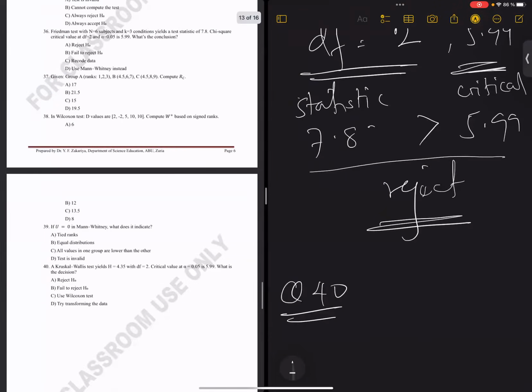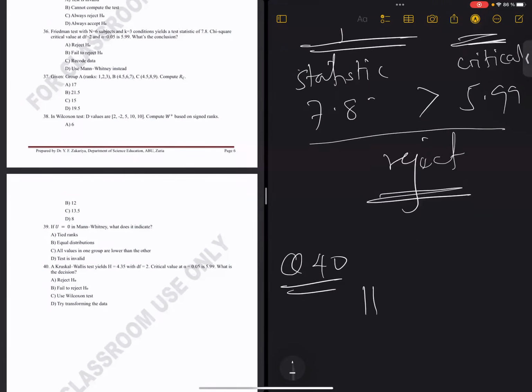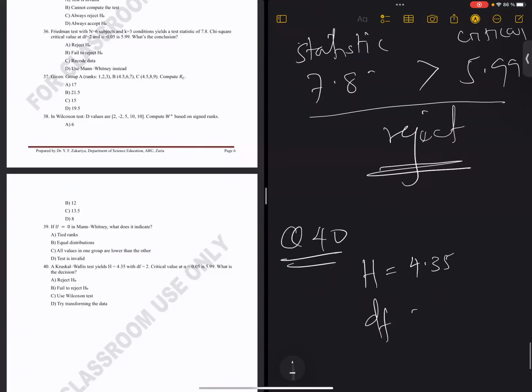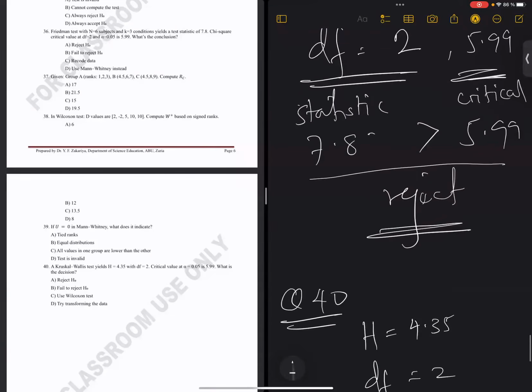Question 40 says, a Kruskal-Wallis test yields H equals 4.35 with a degree of freedom of 2. I think I should mention this. For chi-square, degree of freedom of 2, the critical value is 5.99. Maybe you should memorize this.